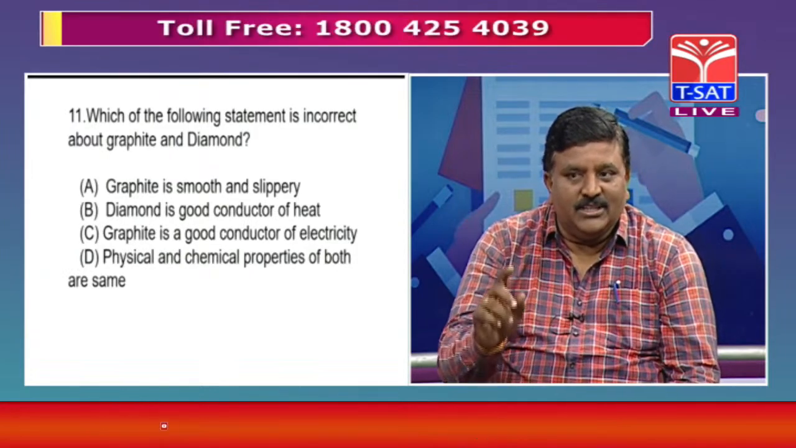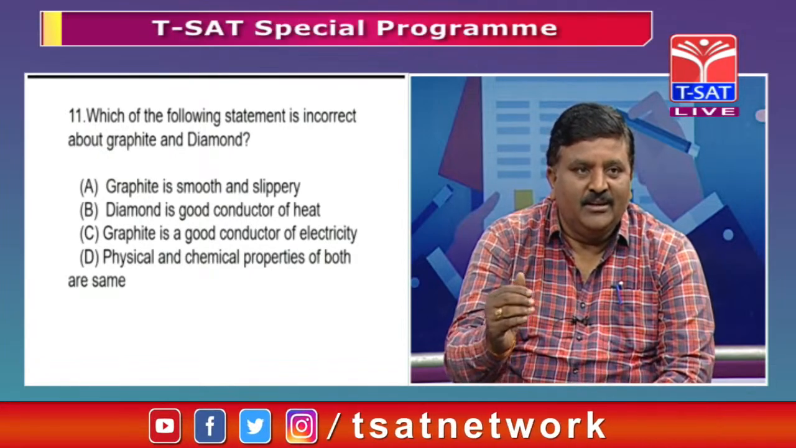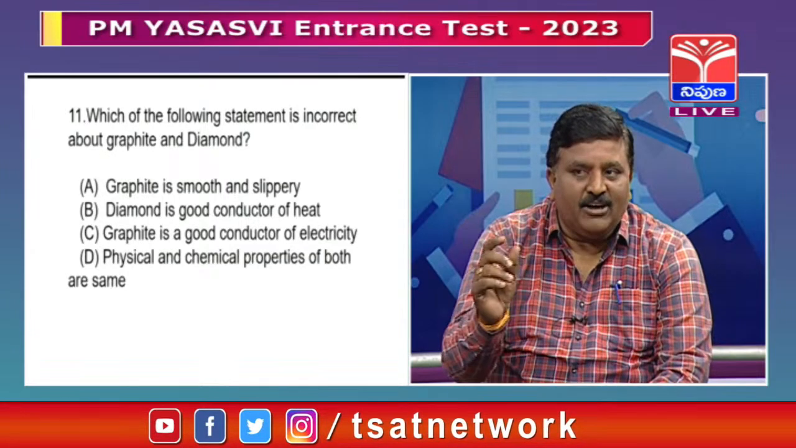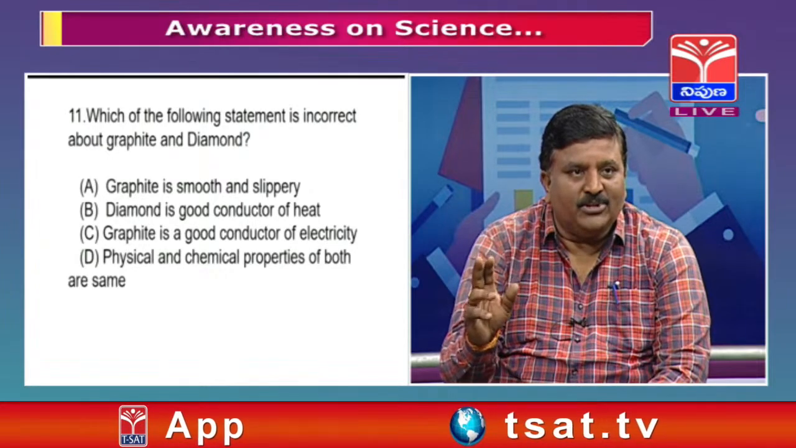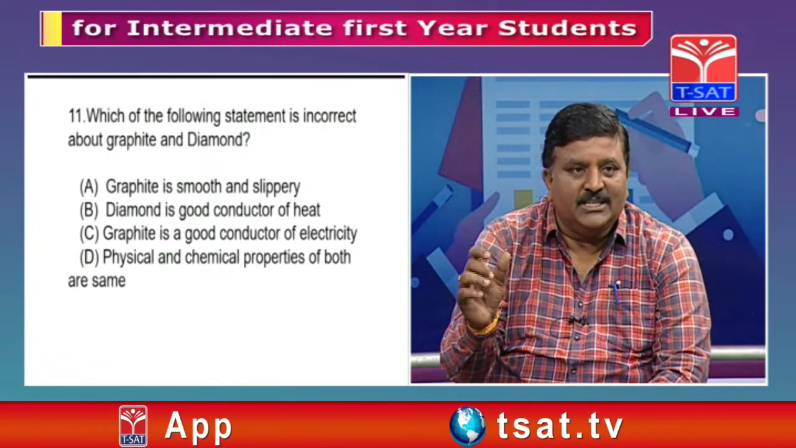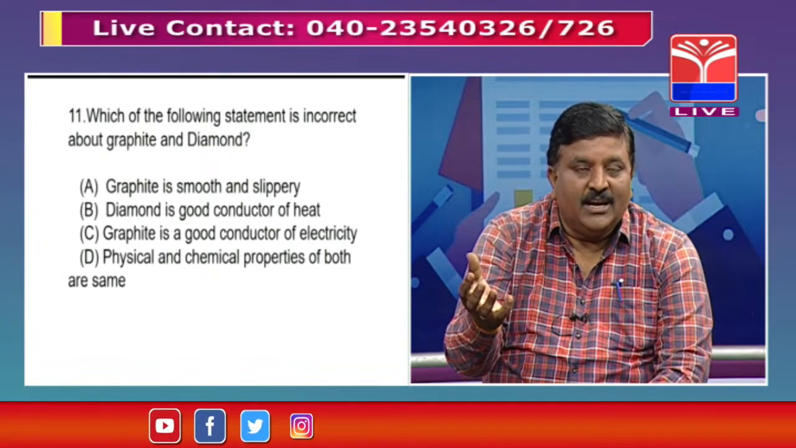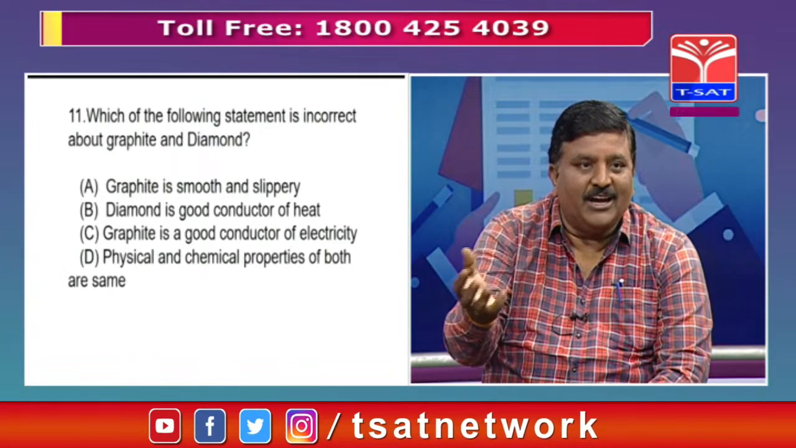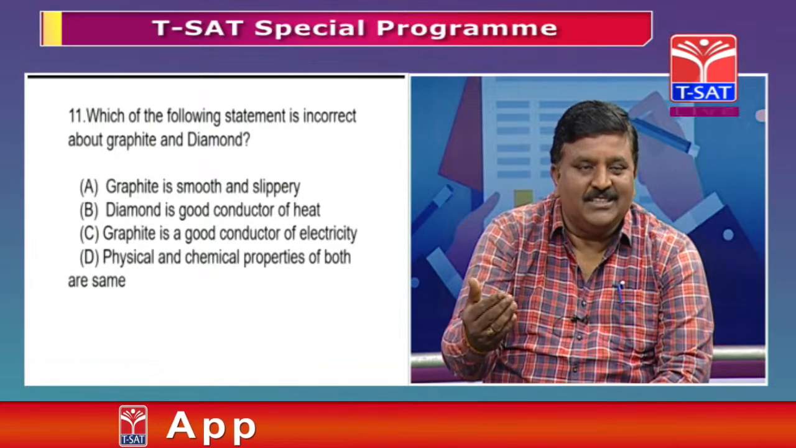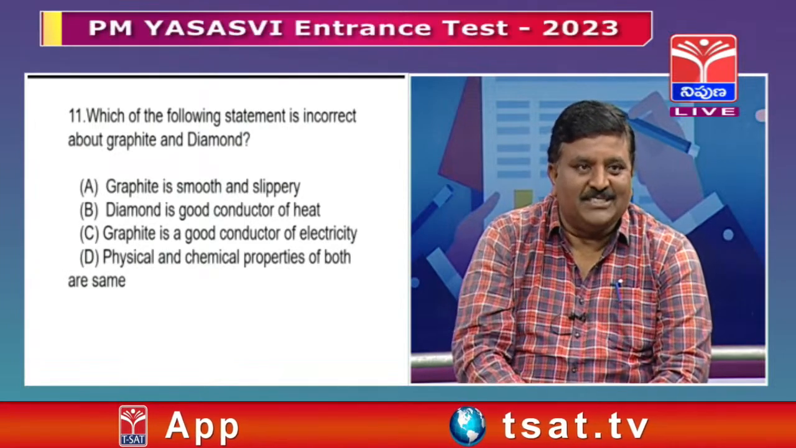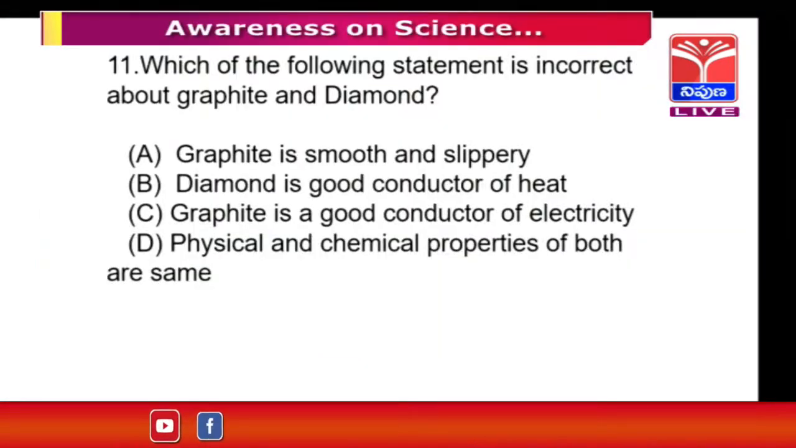So, if you know the properties of any substance, you can simply eliminate the remaining. They have asked for the incorrect statement about graphite and diamond. They are saying the physical and chemical properties of both are the same. It is incorrect because diamond is the hardest substance, which has a higher refractive index, but graphite does not have that refractive index. There are so many differences in their physical and chemical properties. That is why the D answer is incorrect. That is the correct answer, so you need to choose D.